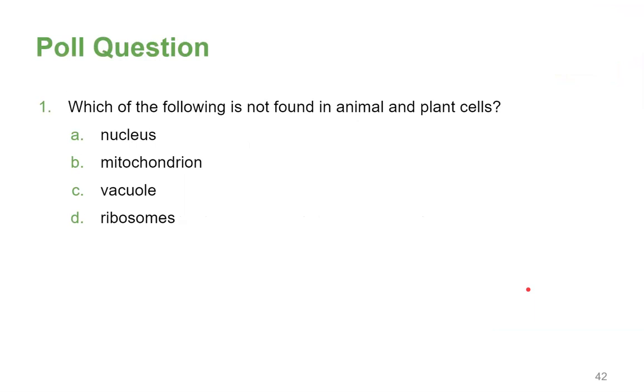Okay, poll question. Which of the following is not found in animal and plant cells? So that would be the vacuole, right? That's not found in both, it's only found in plant cells. Good job.